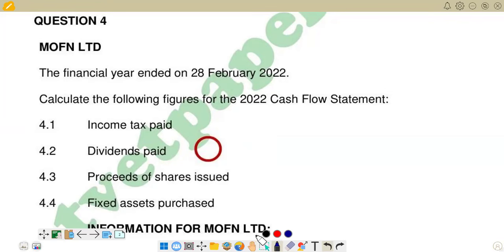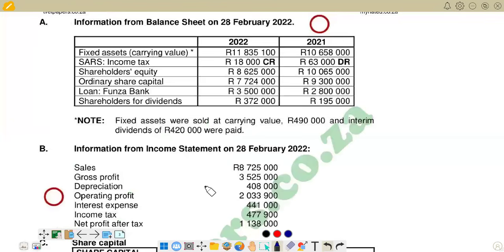So we have got information concerning those calculations. If we go to the next page, you see that we've got information from the balance sheet on 28 February 2022. We've got the 2022 column and then the 2021 column. So it is very important to note the current year and previous year. Our current year is 2022, then our previous year is 2021. Then in the notes, fixed assets were sold at carrying value of 490,000 and interim dividends of 420,000 were paid.